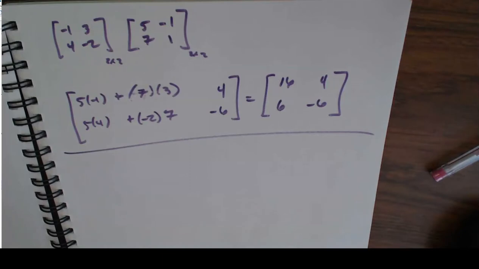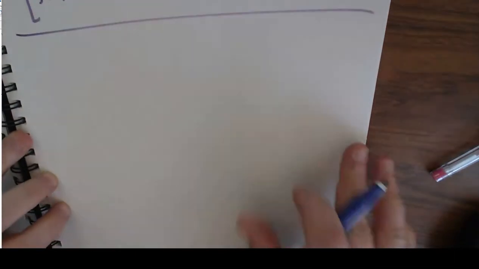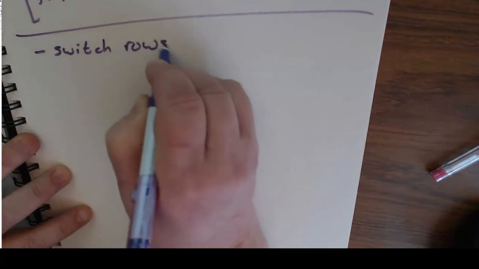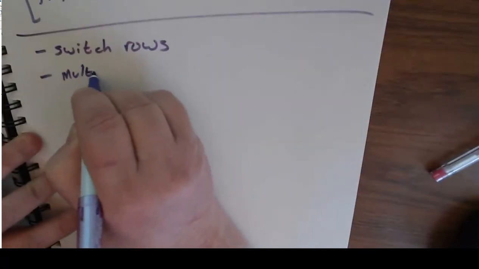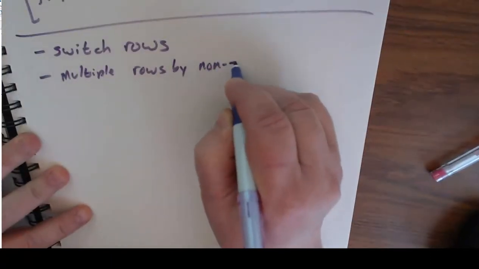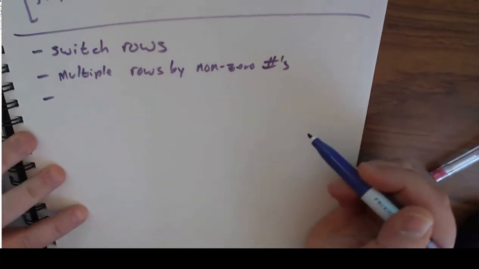The last thing I want to go over is putting a matrix in reduced row echelon form. So before I do that, I want to tell you about what we're allowed to do to a matrix when we're doing this. So we can switch rows, we can multiply the rows by non-zero numbers, and lastly, we can add two rows together.